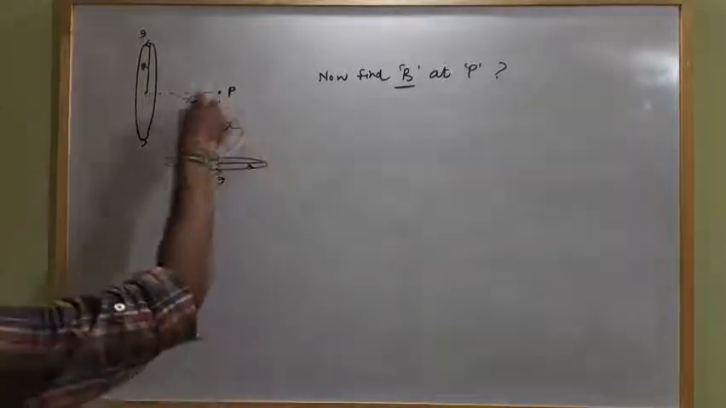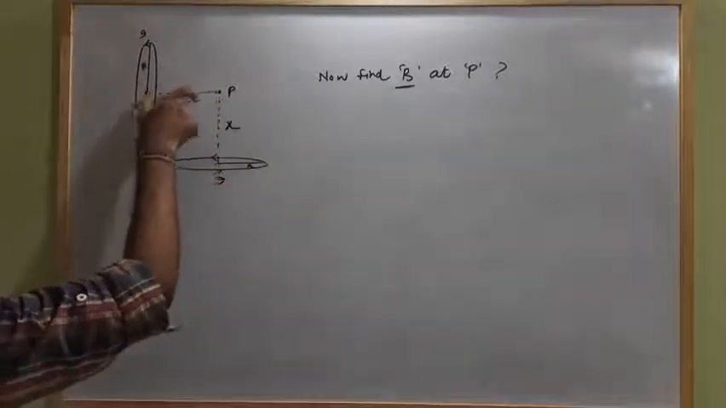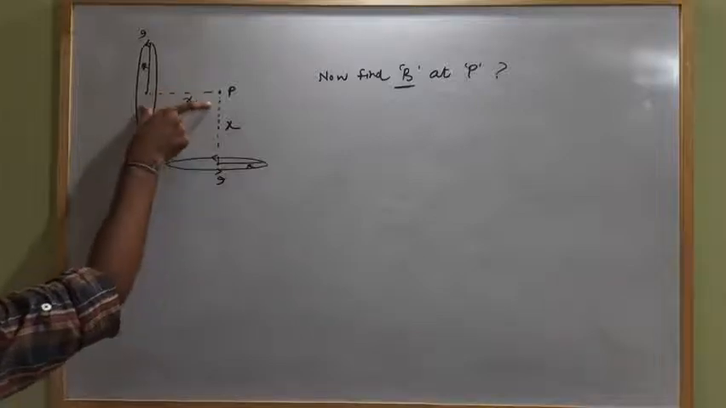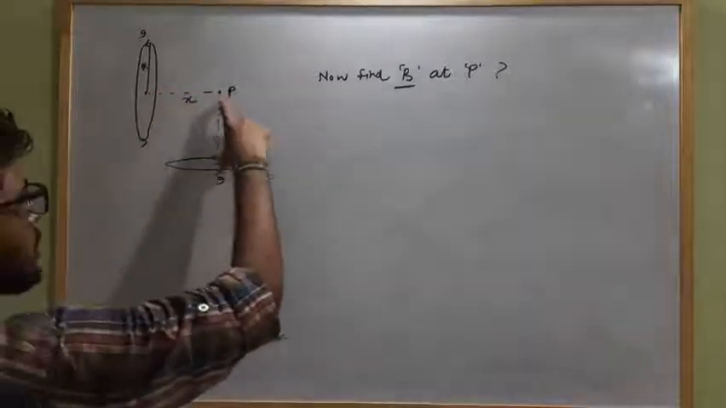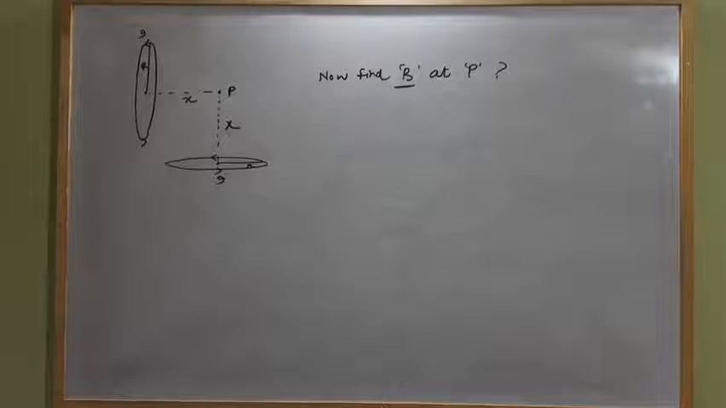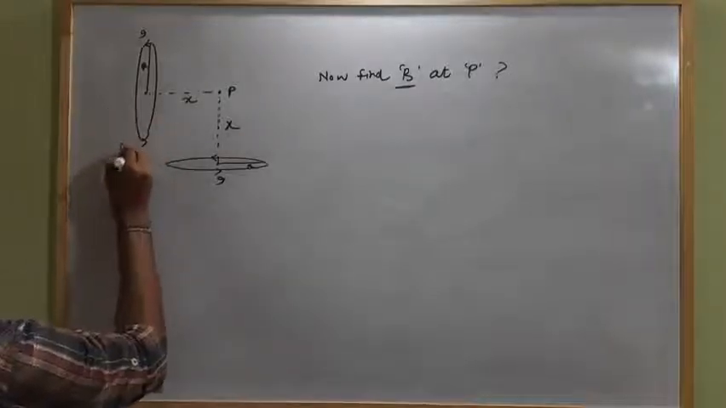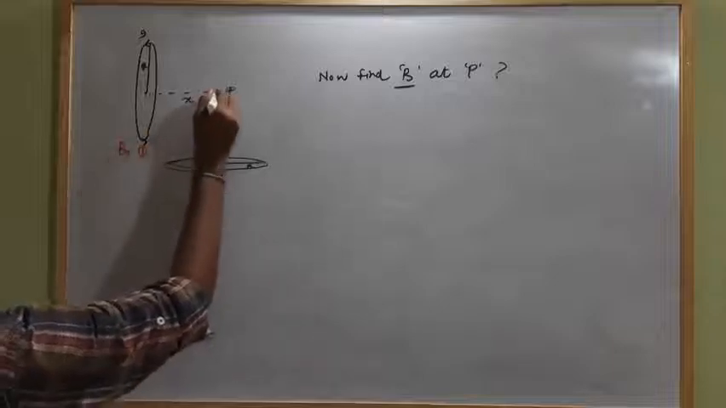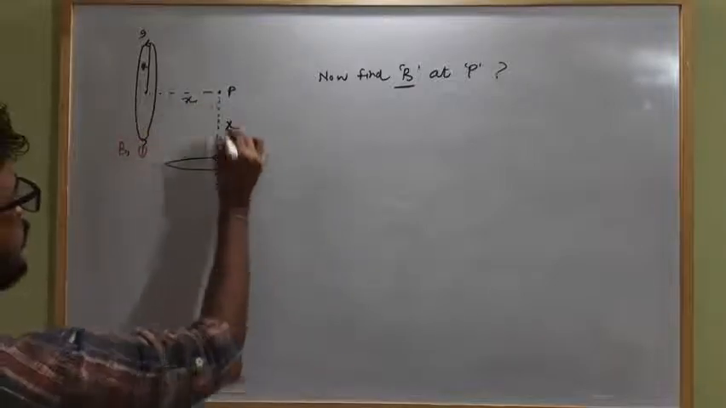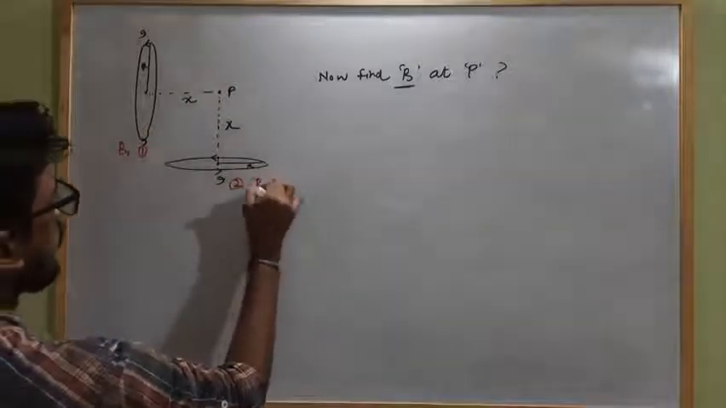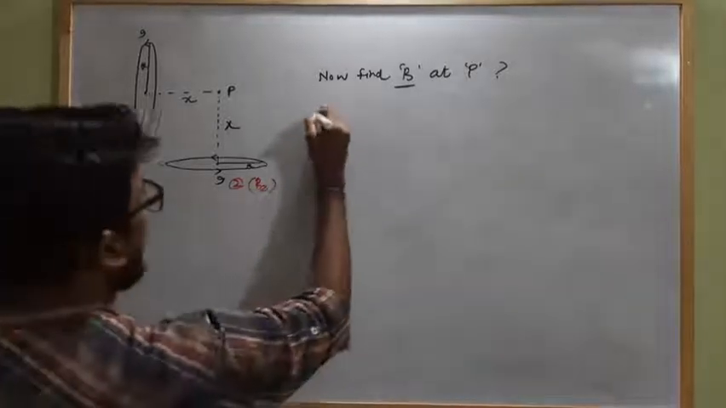So here the point P is along the axis of this current carrying coil at a distance x and also along the axis of this current carrying coil at a distance x. So for this coil, coil 1, the magnetic field strength at point P will be B1. Let this be coil 2, the magnetic field strength at point P will be B2. So first of all, we have to calculate B1.